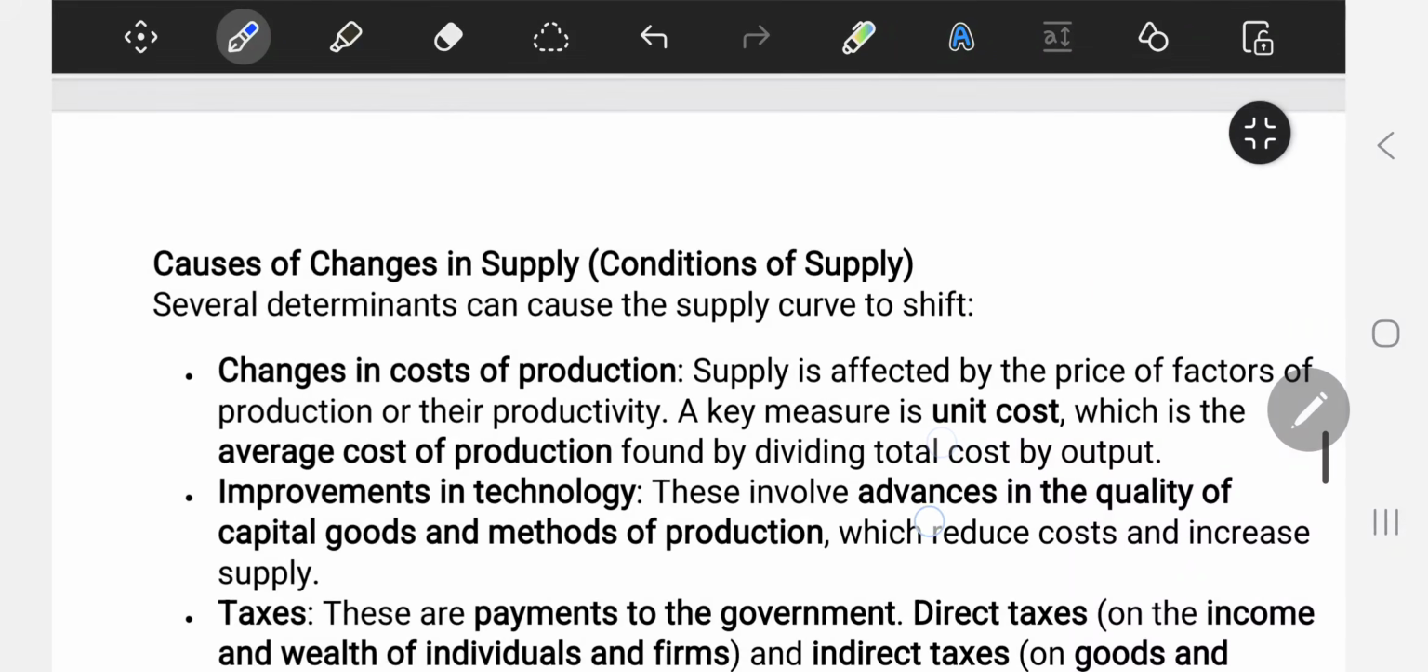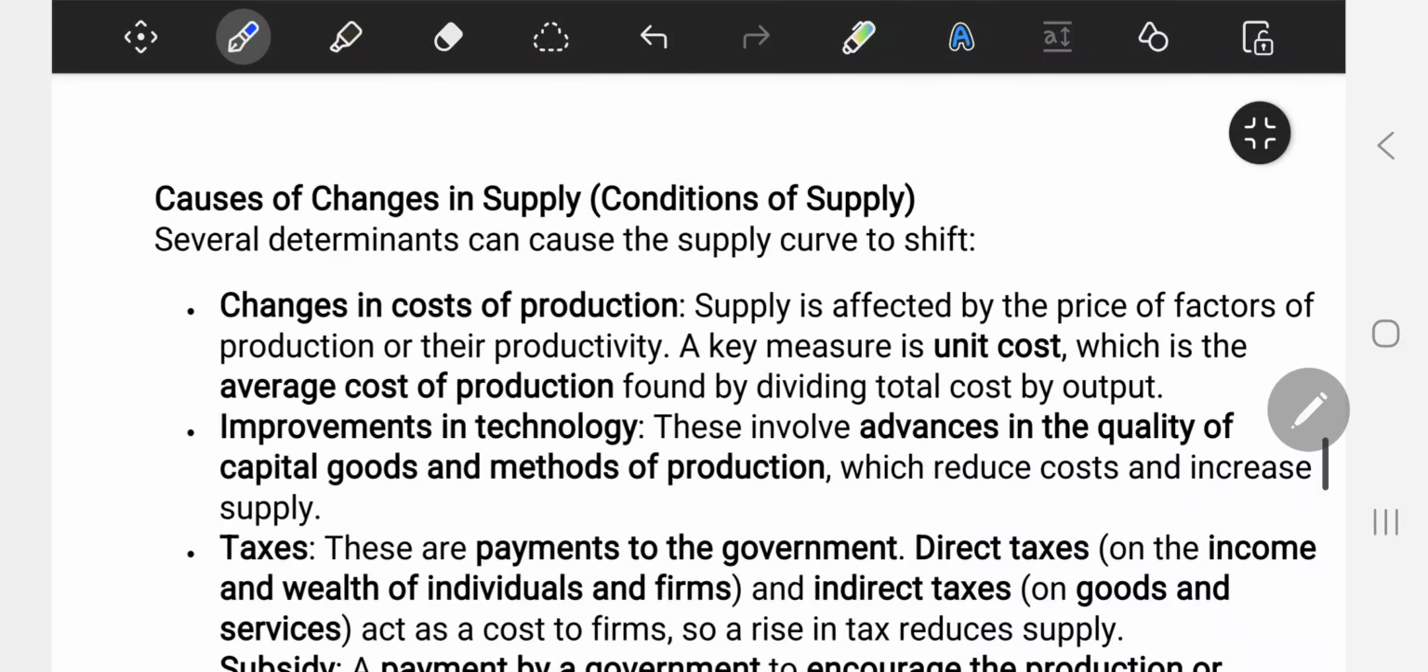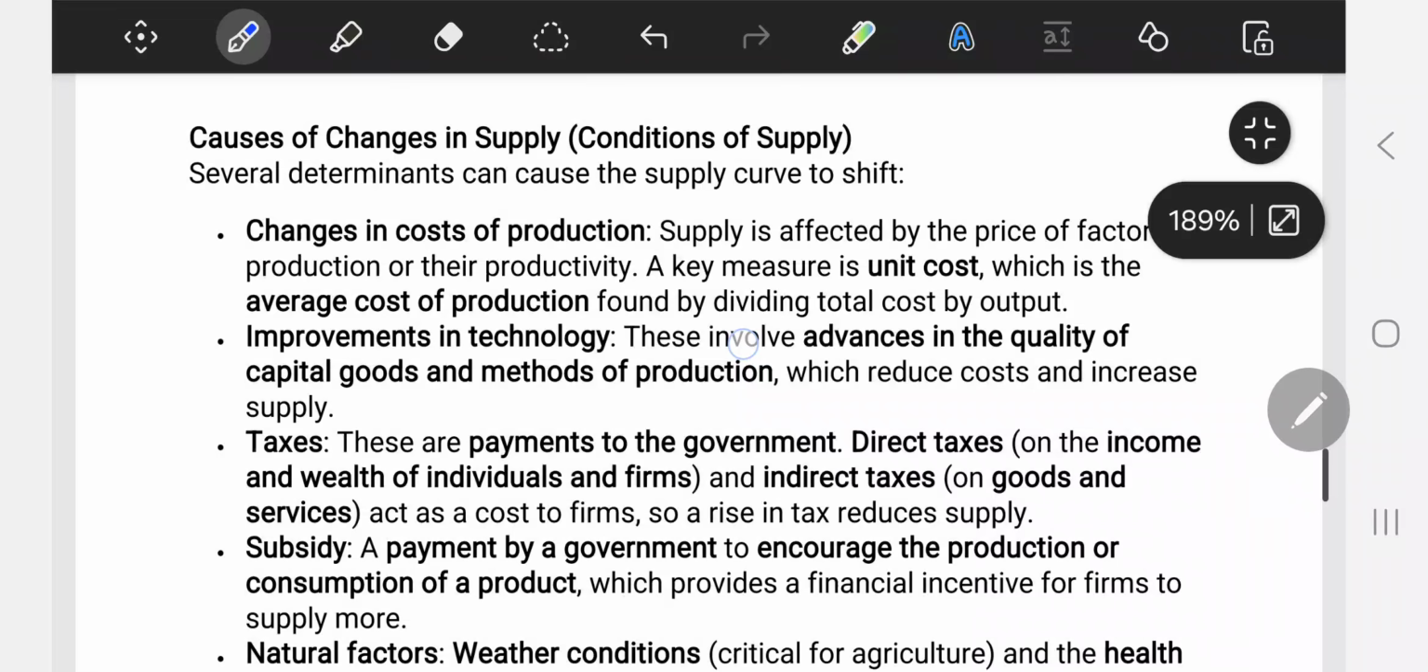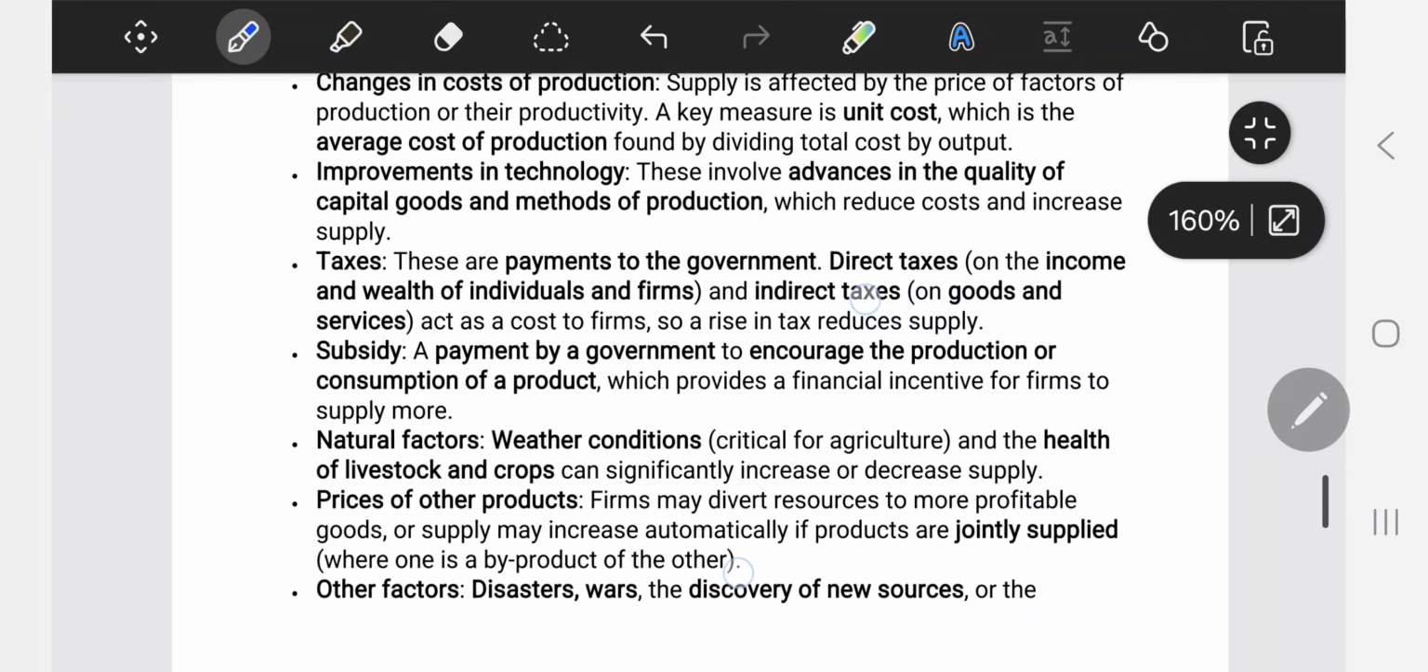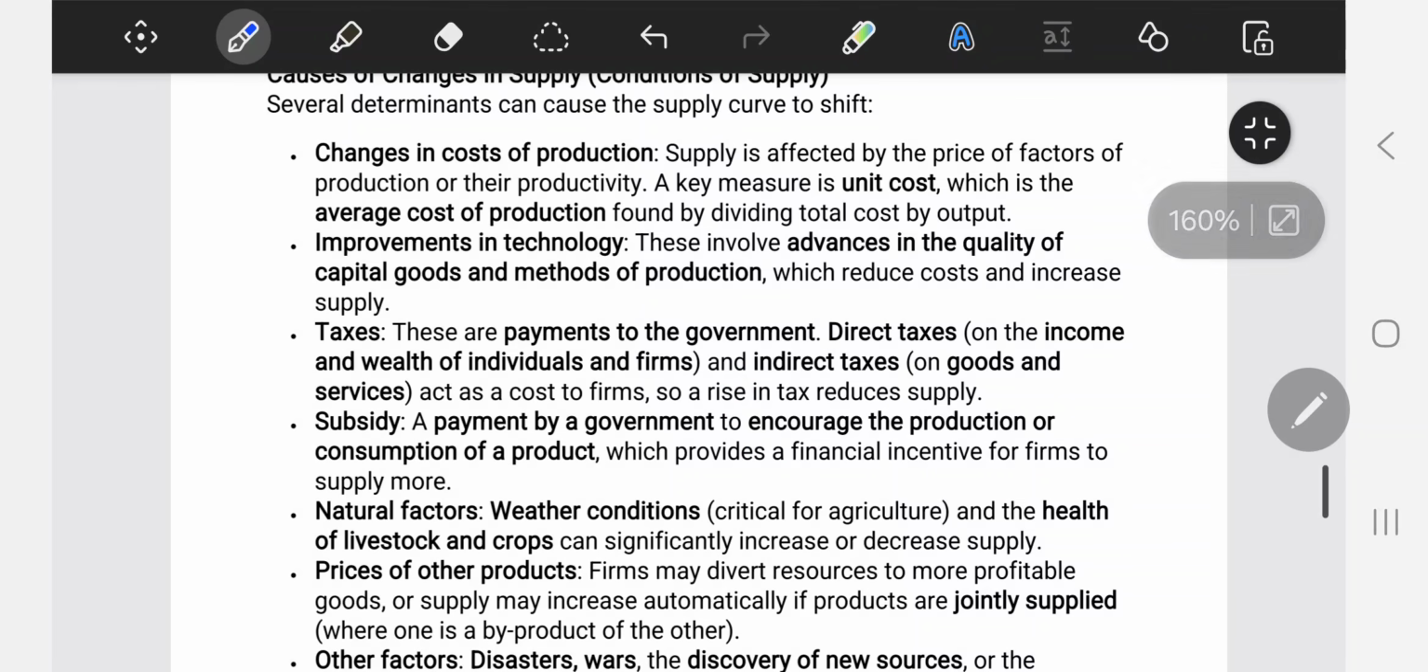Okay, so here's an example. These are some of the conditions of supply. I'm going to make them smaller so that you can see all of them at once. We have changes in costs of production, improvements in technology, taxes, subsidies, natural factors such as weather conditions, prices of other products, and of course other factors such as disasters, war, and discovery of new resources. So let's begin with the first one. I'm just going to do the first few, and then you're going to be able to figure out the rest.